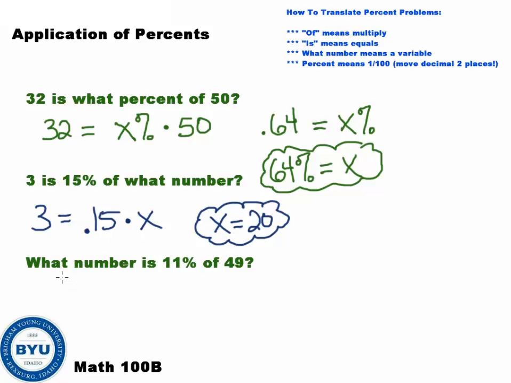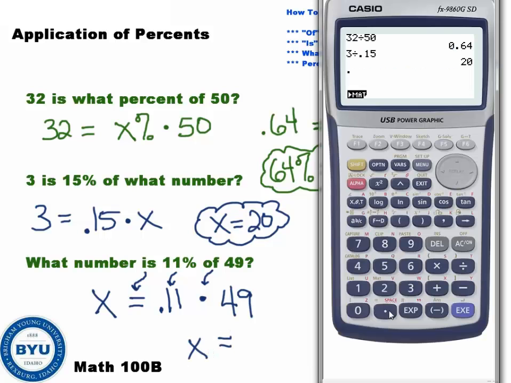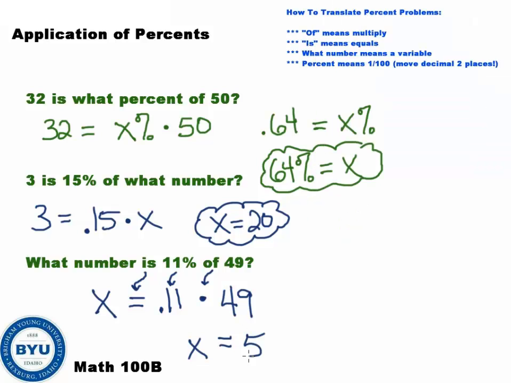And the last one here says what number is 11% of 49. So what number is means equals 11%. Now percent means we move the decimal place. Of means multiplication. 49. And so to get x, we just have to multiply 0.11 times 49. So I would go 0.11 times 49. And we get 5.39. So again, this is how you translate sentences into equations in which you can solve.